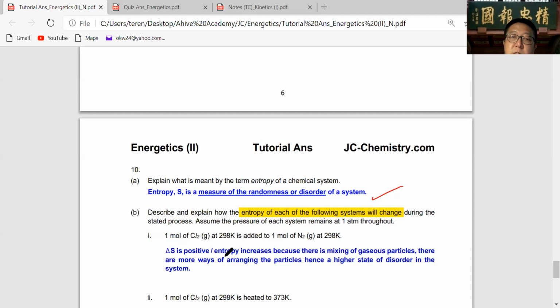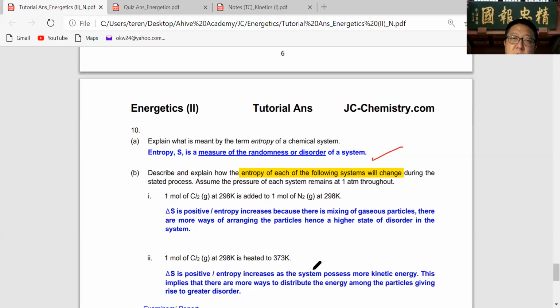Positive means there's an increase in entropy. Then chlorine at 298 heated to 373. So entropy is positive because the gas particles have greater energy to move. Of course, we are assuming that 298 Kelvin is 25 degrees Celsius, at room temperature. You know chlorine is already a gas. So 298 Kelvin is above the boiling point of chlorine.